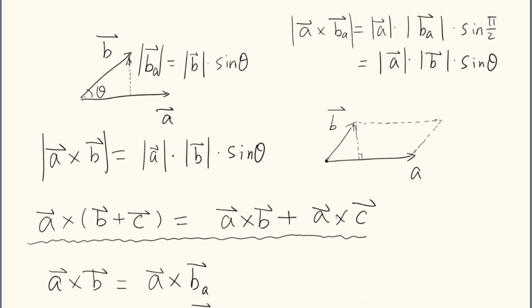And the magnitude of the cross product is the magnitude of vector A times the magnitude of vector B times sine theta. Theta is the angle between vector A and vector B. And the component of vector B perpendicular to vector A, we call it vector B sub A. The magnitude of this vector B sub A is this.